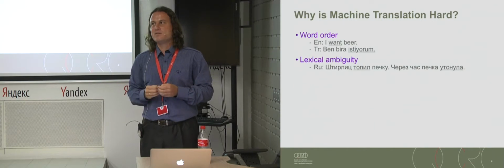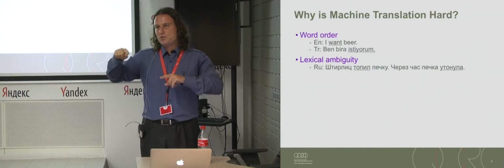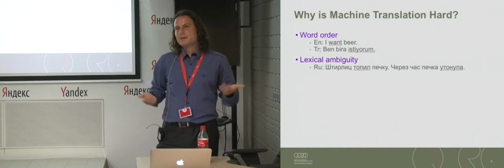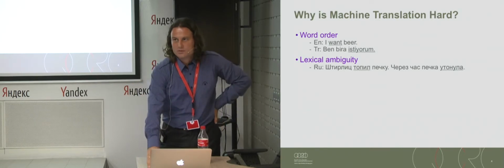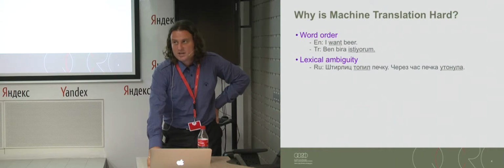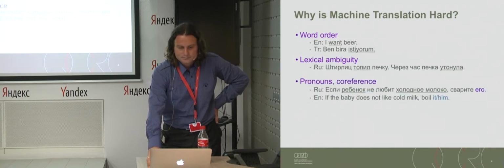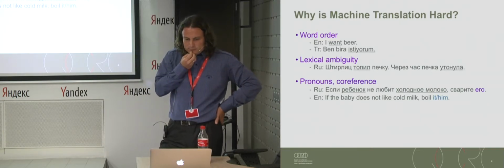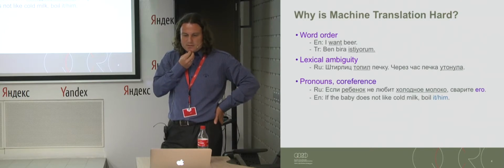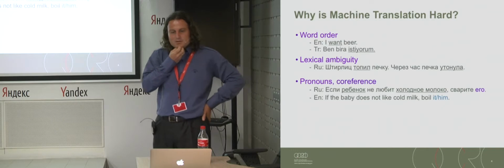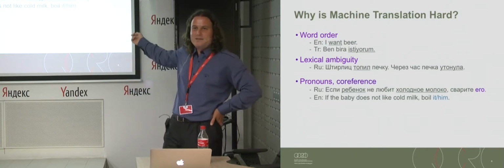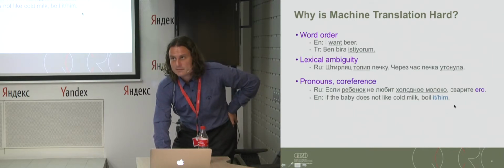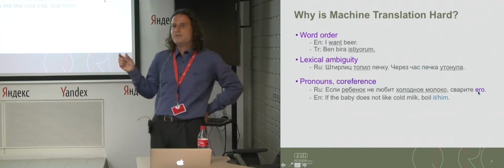So there's actually a lot of recent research where people want to go beyond the sentence level, want to take into account the context around. But the results are not very strong and not very convincing. It's an important research direction, but it's not common yet. Another thing is pronoun resolution. Если ребенок не любит холодное молоко, сварите его. Кого будем варить, да? So if you have to translate this to English, right? You have to make a choice between it and him, right? In Russian, there is no choice, so you have this kind of ambiguity.